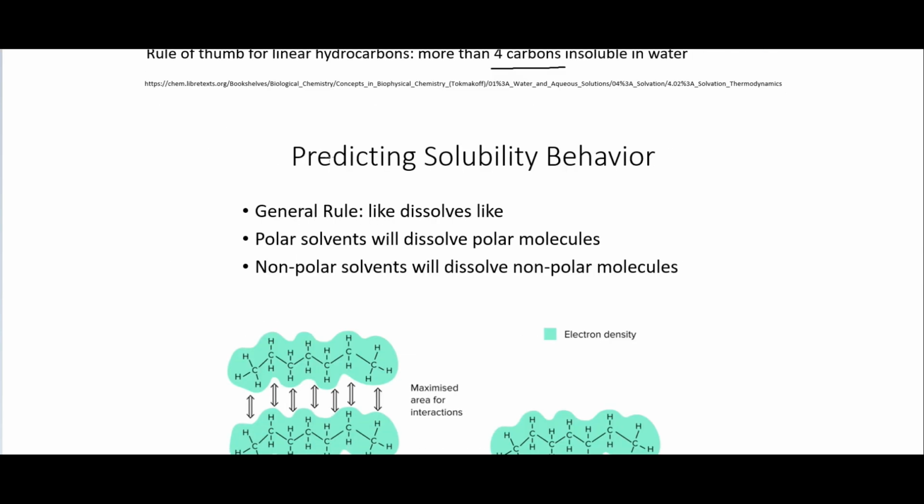All right, so even though, like I said, it's this empirical measure of the partition coefficient that's really our best way of thinking about the relative solubility of things, we do want to be able to, at least to a first order approximation, predict the solubility behavior of our solutes here. And so general rule, you probably learned this in Gen Chem, like dissolves like. So polar solvents will dissolve polar molecules, and nonpolar solvents will dissolve nonpolar molecules.